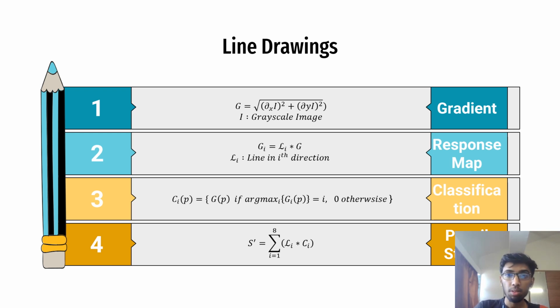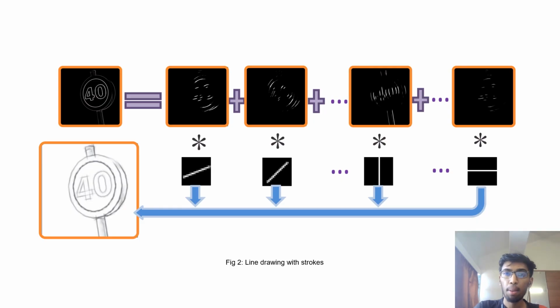Now in this diagram, in the top left corner we have a gradient, and then we can see that there are 8 different classifications. The gradient is divided into 8 different parts with respect to its line, and then we perform the convolution of the classified image with respect to its line, and then sum the results up, inverse, and then we get our pencil drawing.